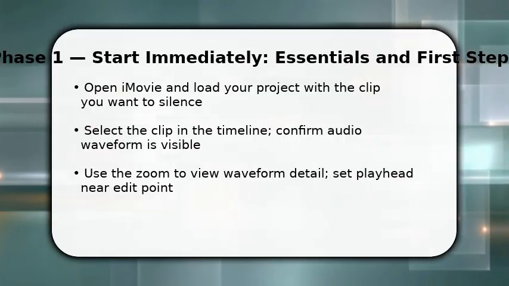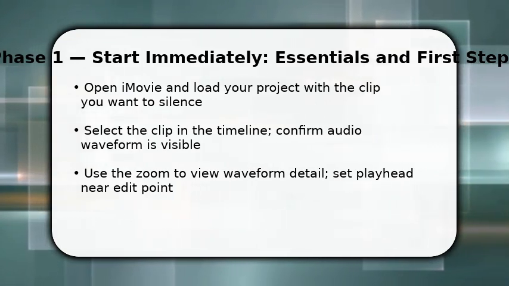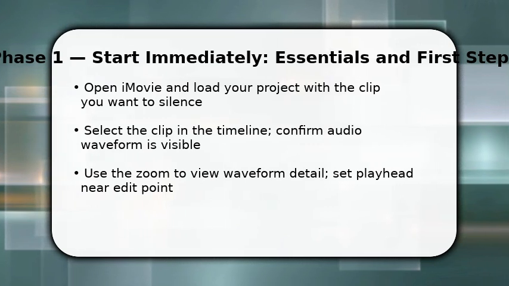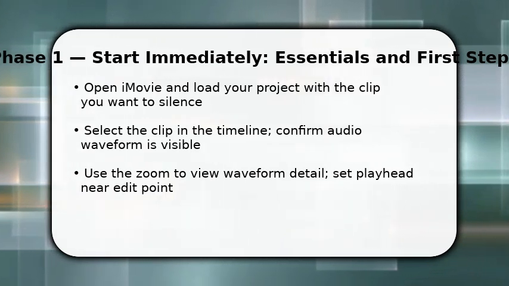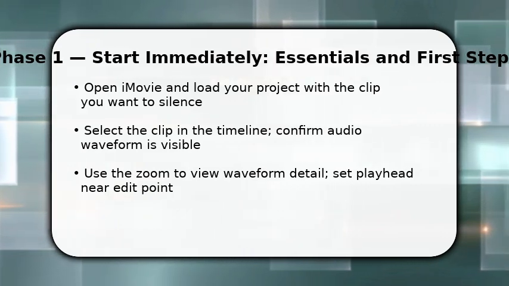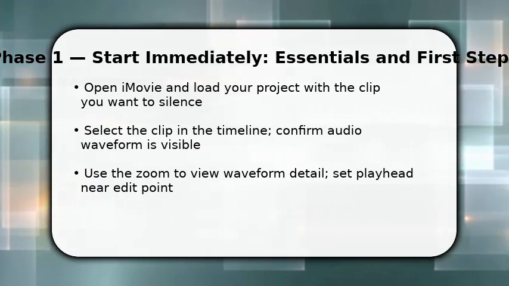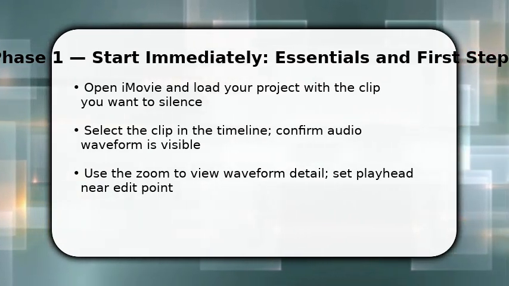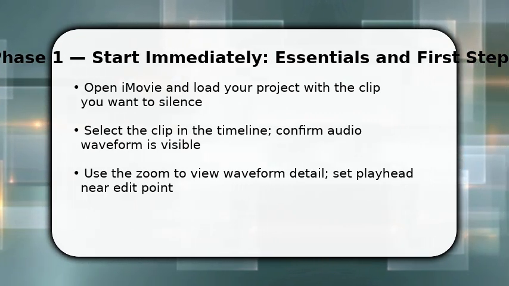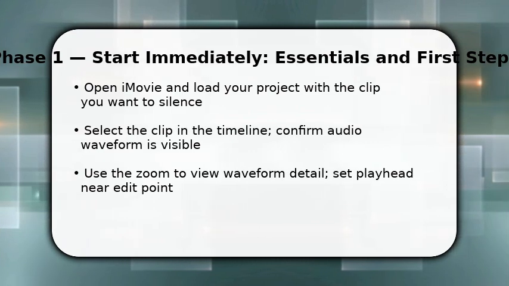Start by opening your project and selecting the clip you want to mute so you can act immediately. You need the waveform visible because that shows the audio you'll remove. Once selected, zoom the timeline to identify the exact section to target. This matters for precision. Make sure the clip is unlocked and not part of a compound clip because that prevents direct audio edits. Now that you're positioned, you're ready to cut or detach audio in the next step.